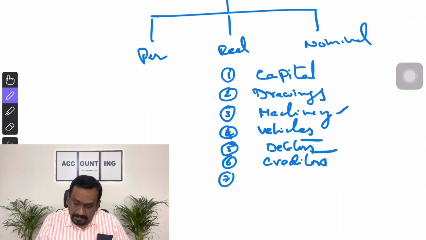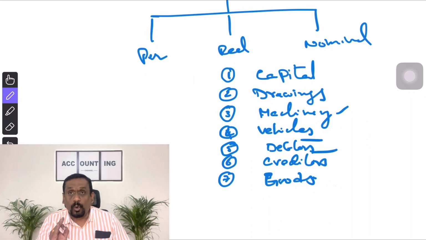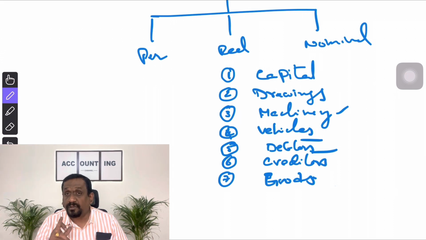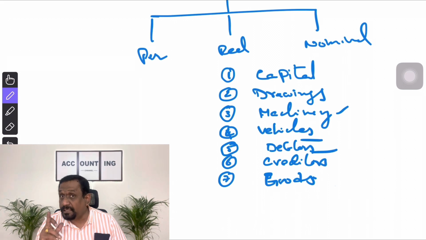Clear? Seventh one, goods. Goods, very, very important point, guys. As long as goods are in my inventory, my stock, as long as goods are purchased and they are in inventory, goods will be treated as an asset. So it is a real account. Again repeating, as long as goods are in my inventory, it will be treated as a current asset, so it is a real account.